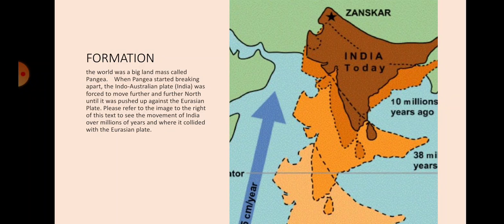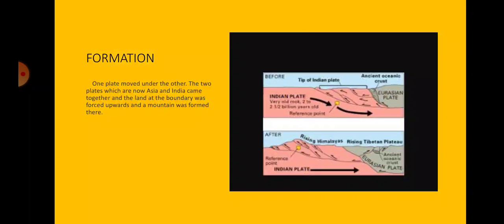When this Pangaea started breaking apart, the Indo-Australian plate was forced to move further and further north until it was pushed up against the Eurasian plate. You can see in the figure also how India was pushed towards the north, and in the process of moving north, it collided with the Eurasian plate. Now what happened is that one plate moved under the other.